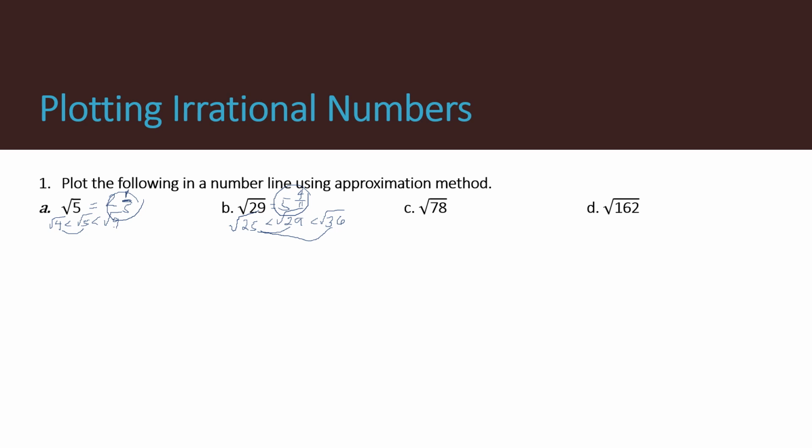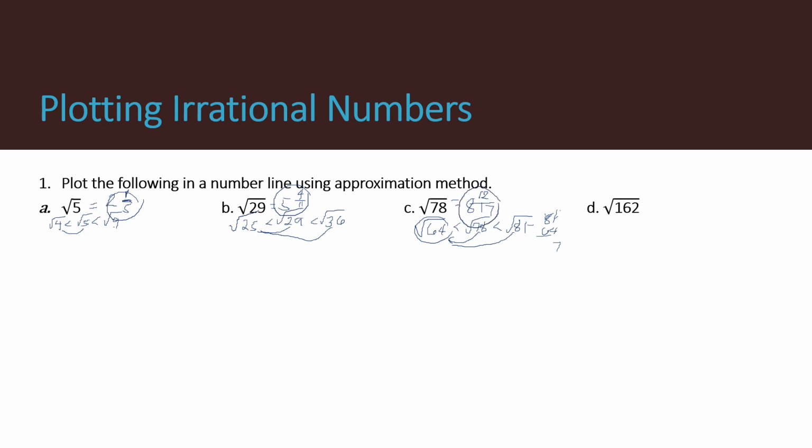The square root of 78 is between the square root of 64 and the square root of 81. So we have 8 as our whole number because we have the square root of 64. And then subtract this, 78 minus 64. We have how many? 12. Am I right? Yes, 12 over, subtract 81 minus 64. So this will be 17. 8 and 12 over 17.